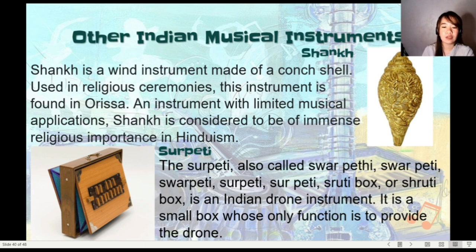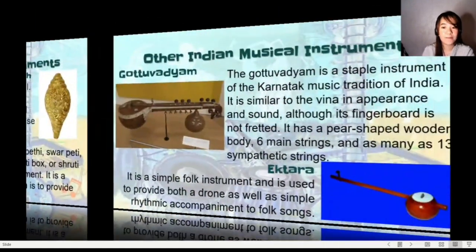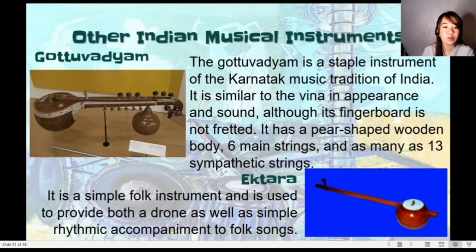And then the swarpeti, also called shruti box, is an Indian drone instrument. It is a small box whose only function is to provide the drone. Next, gotuvadyam. As you can see here, we have gotuvadyam. What can you notice? Yes, very good.